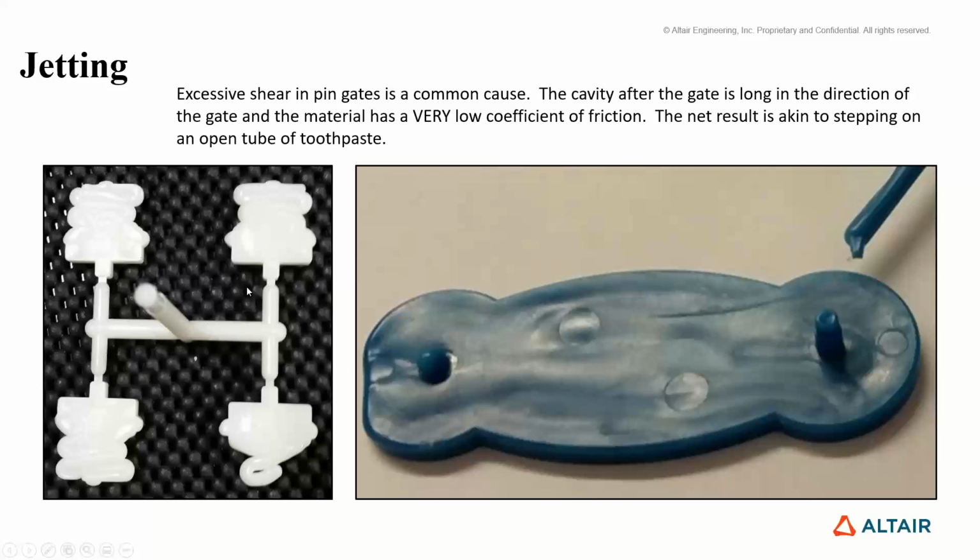Acetal, Delrin, especially the unfilleds, but really it doesn't matter so much if it is or isn't filled, although unfilled, I suppose, is even more prone to it. It will want to jet because it has such a low coefficient of friction, and it does not expand very quickly coming through a gate. If you shear it through a pin gate like this, and there's nothing on the other side to stop it from just taking off, it will just shoot across that cavity.